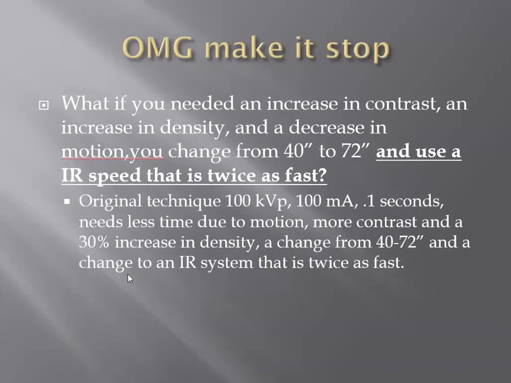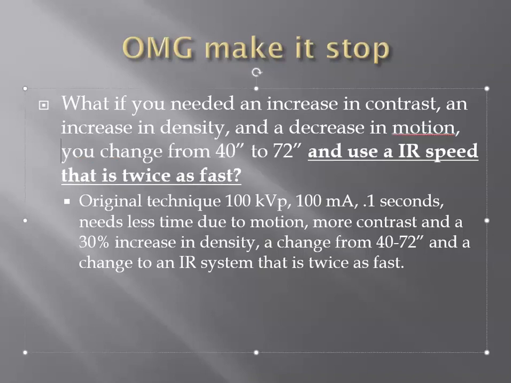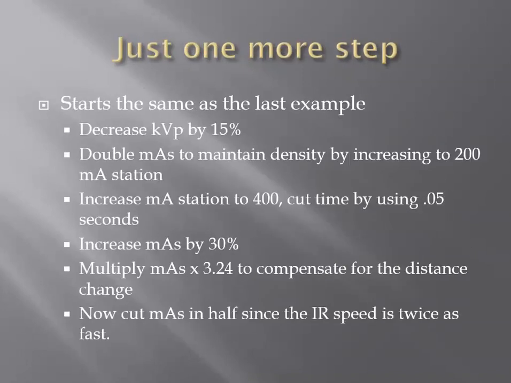So let's take a look at it. If you needed an increase in contrast, an increase in exposure, a decrease in motion, and you change from 40 to 72 inches and use an image receptor speed that is twice as fast. So that's what we just walked through. It's everything that we calculated before, and it's just one more step, really. Fundamentally, it's no different than what we had before. The only thing that we're going to do now is to cut the mAs in half, since the image receptor speed is twice as fast.